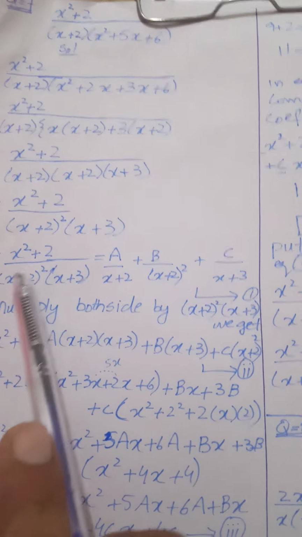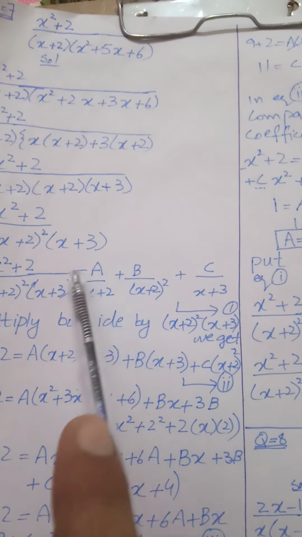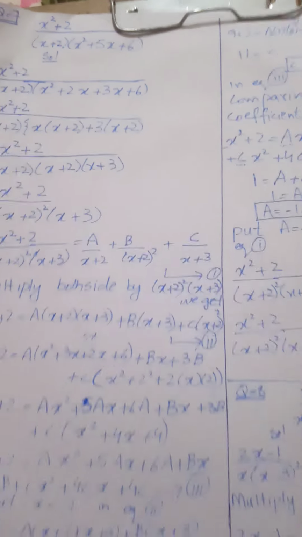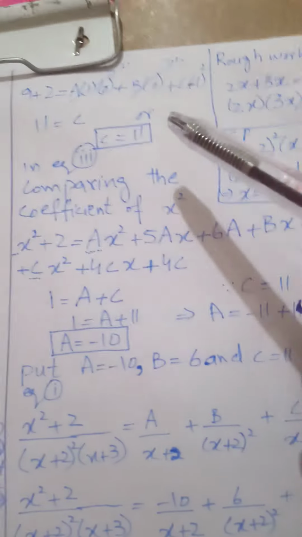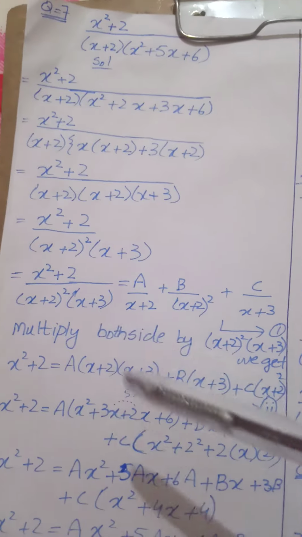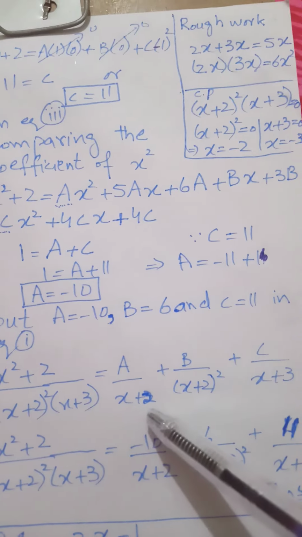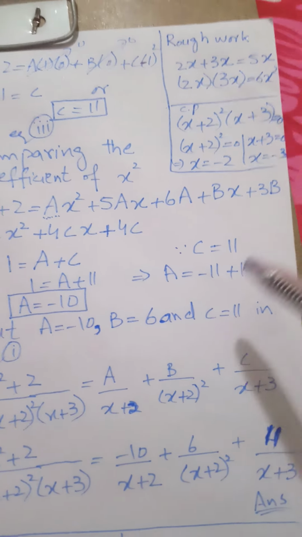Now this is equation number 1. X square plus 2 into x plus 2 whole square, x plus 3. We can put the a, b, c values in this equation. First we found the value of b, then we found the value of c, and then we found the value of a. We can put them in this first equation. So this is x square plus 2, x plus 2 whole square, x plus 3, x plus 2, x plus 2 whole square, and 2x plus 3.